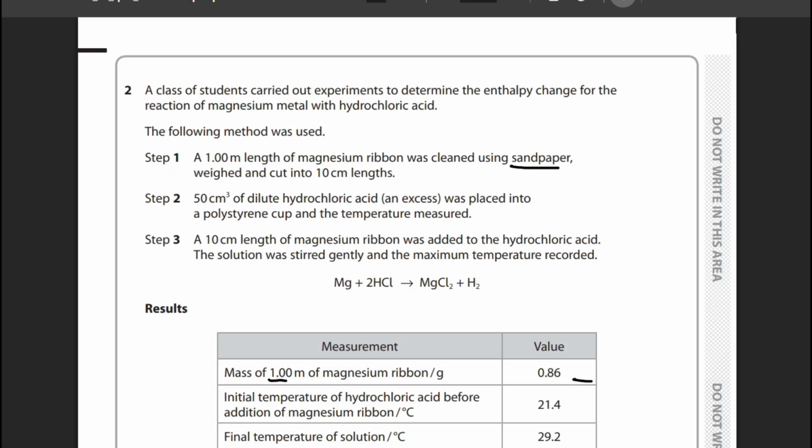Now move on to question number 2. A class of students carried out an experiment to determine the enthalpy change of the reaction of magnesium metal with hydrochloric acid. The following method was used. A 1 meter length of magnesium ribbon was cleaned using sandpaper. You know, sandpaper is used to remove any layer of oxide which is formed over magnesium. Now they used 50 cm³ of dilute hydrochloric acid in excess, placed in a polystyrene cup, and the temperature measured. A 10 cm length of magnesium ribbon was added to the hydrochloric acid.